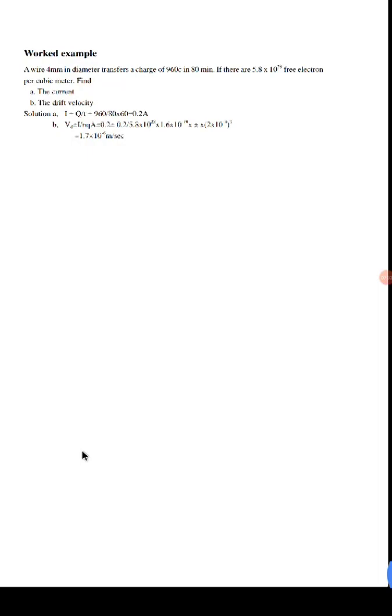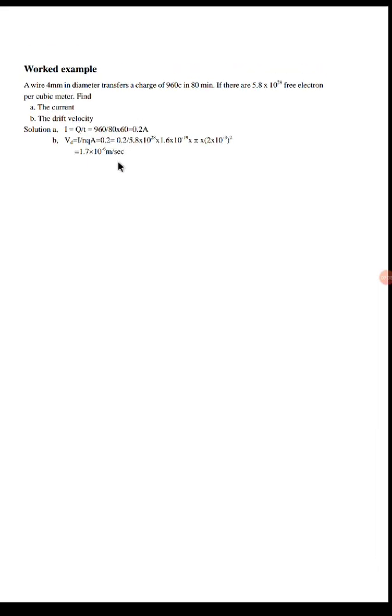Now a worked example about the drift velocity. A wire 4 millimeters in diameter transfers a charge of 960 coulombs in 8 minutes. If there are 5.8 times 10 to the power of 28 free electrons per cubic meter, find A, the current, and B, the drift velocity. Everything is in the question: there is the diameter, the amount of charge, and the number of electrons.